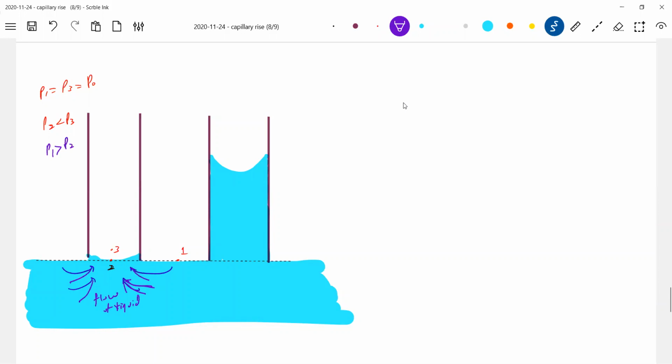It will rise. And how long will the liquid flow? Till the pressure at 1 becomes equal to the pressure at 2. So now what will happen here? P1 equals P2 equals P3 equals P naught. I think this we have already done in every problem. Okay, now let's see that one. Now, is there any heat released or absorbed in the process of capillary rise?